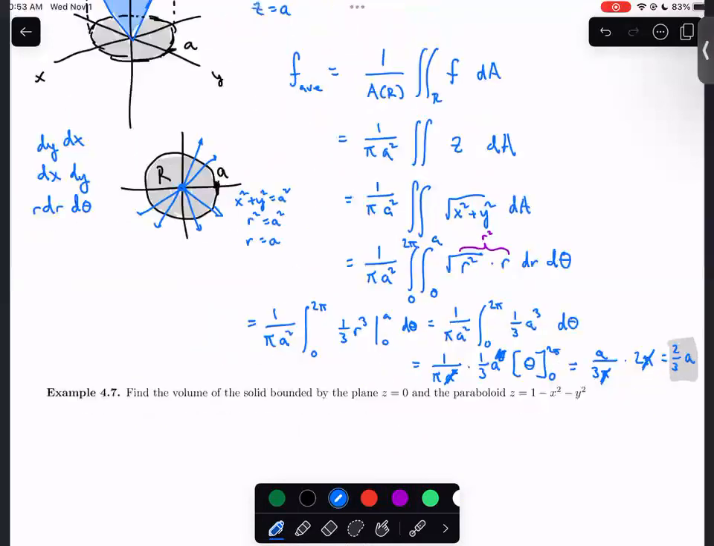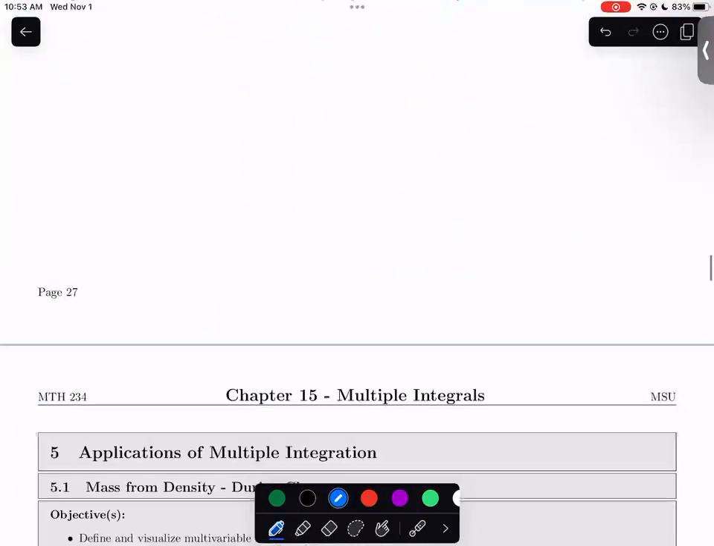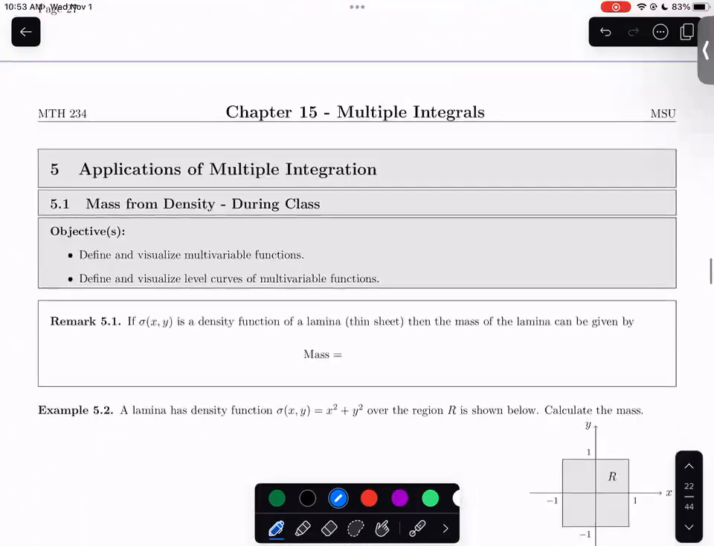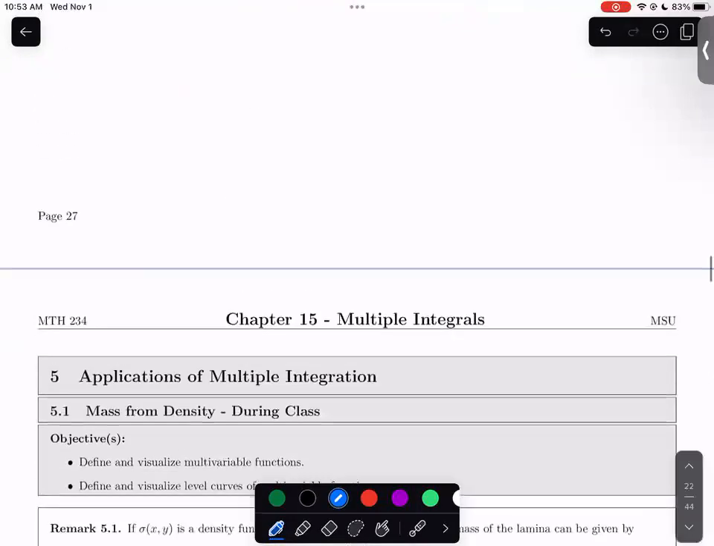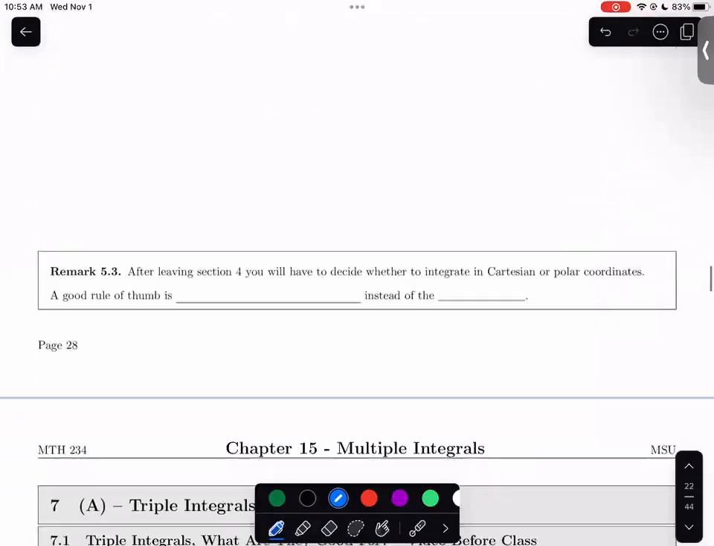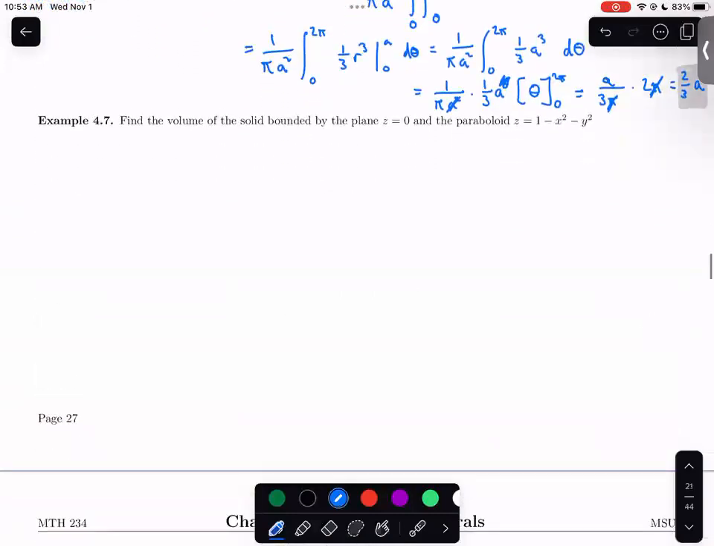All right. Well, one last question, and then we will talk a little bit about 15.5 stuff today. It's just a quick application, just as you saw, 1 page of notes, so we'll do that really fast. Find the volume of the solid bounded between the plane z equals 0 and the paraboloid z equals 1 minus x squared minus y squared.